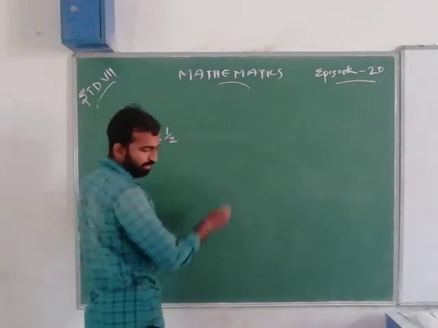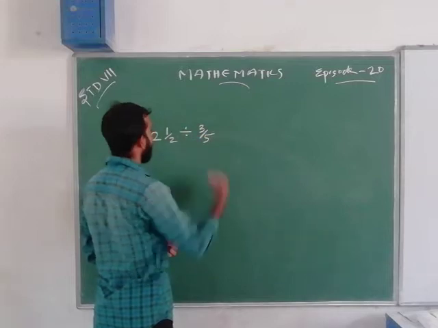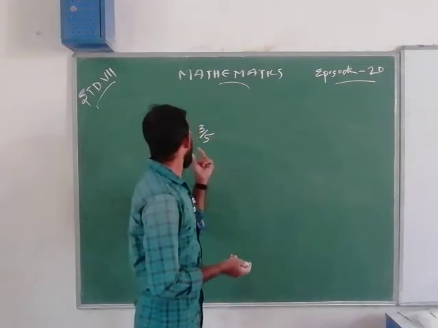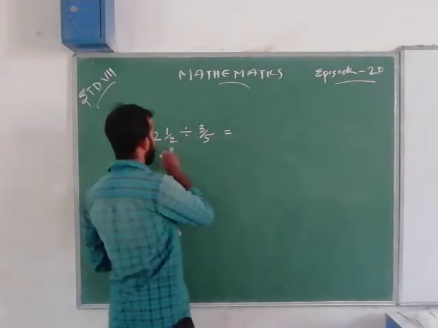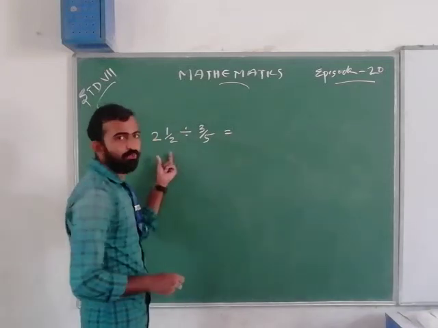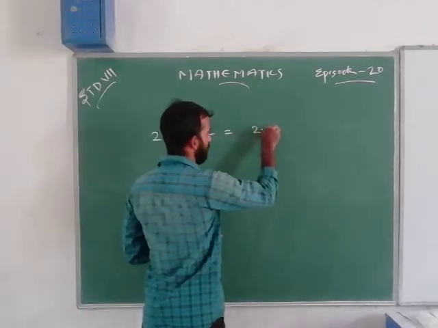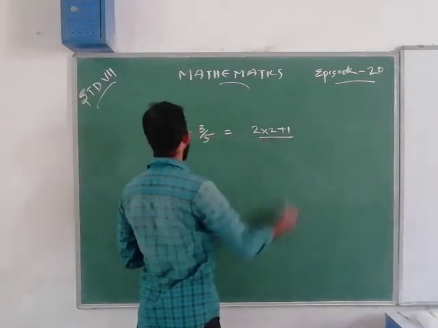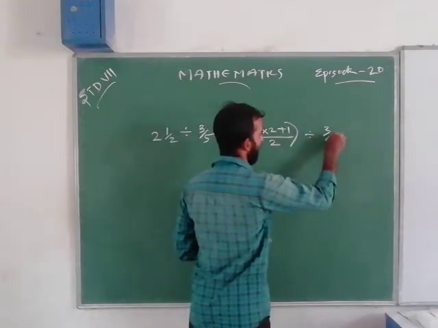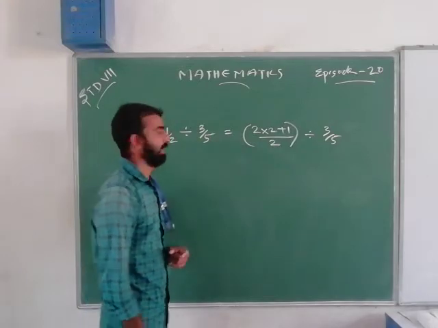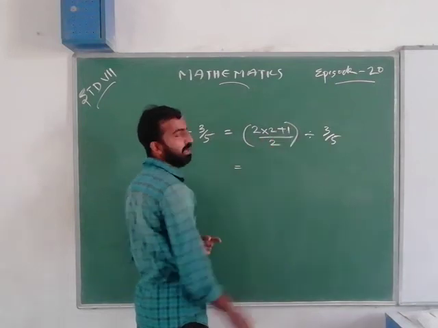And next one is what? 2 and 1/2 divided by 3/5. 2 and 1/2 means this is a mixed fraction. So we want to convert into improper fraction. So that is 2 into 2 plus 1 divided by 2, division 3/5. Is it? Yes. What is 2 into 2? 4. 4 plus 1 we get 5.